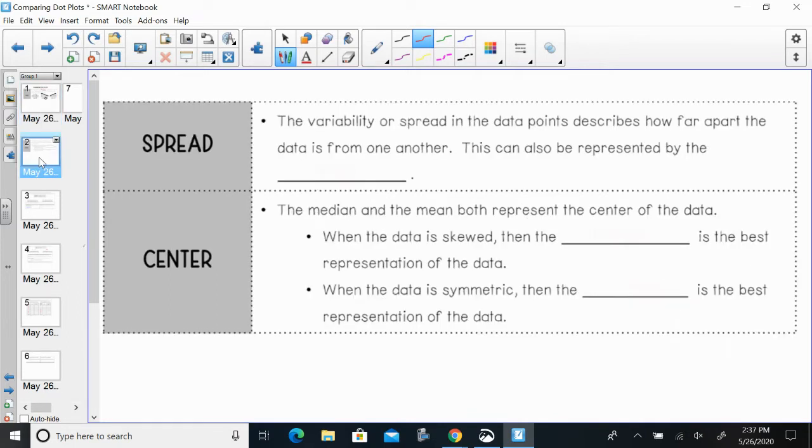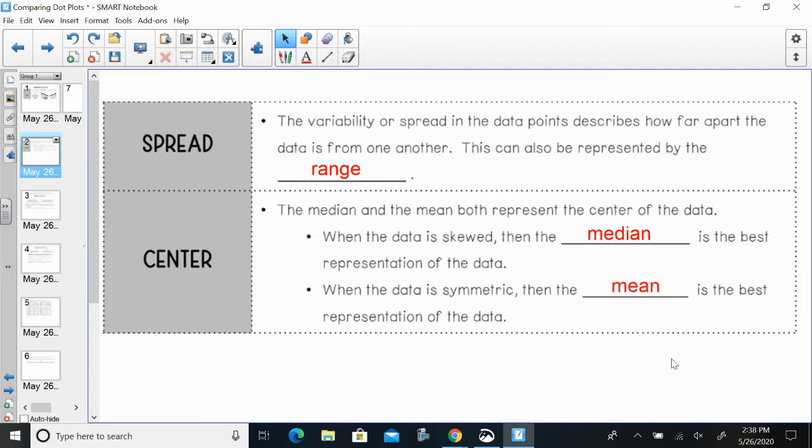We can talk about the spread. The variability or spread in the data points describes how far apart the data is from one another. This can also be represented by the range. The center might be like the median. The median and the mean both represent the center of the data. When the data is skewed, like skewed right or skewed left, then the median is the best representation of that data. But when the data is symmetric, the mean is the best representation of the data.